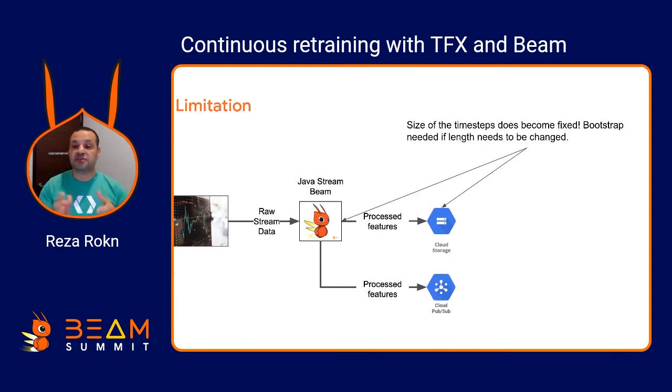Therefore, the number of time steps that are in flow are fixed. If the data scientist comes back to me and says, Reza, I need a different size of time step for the model that I'm building, then we would need to rebootstrap the system. So we need to restart the Java process and also reprocess the data that we still have, because we're producing all these metrics into a different time step size.